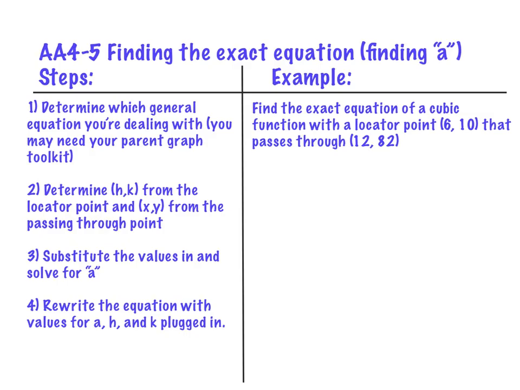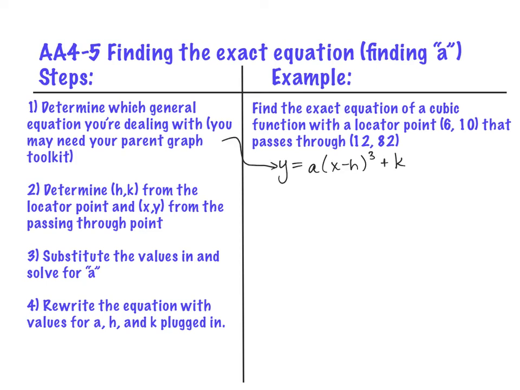Okay, so let's solidify those steps, and we'll do the example along with it. So first, determine the equation that you're dealing with, and this is where your parent graph toolkit is going to come into play. So on our example, find the exact equation of a cubic function with a locator point 6, 10 that passes through 12, 82. So we're dealing with a cubic function. So that is the parent function again. Y equals a times x minus h to the third power plus k.